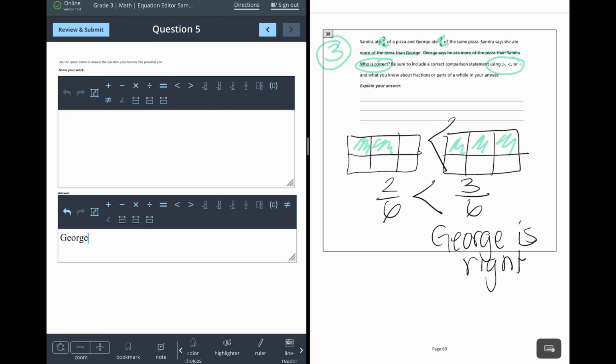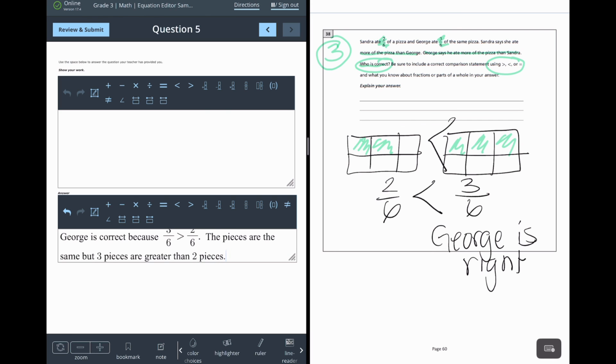George is correct because, and I'm going to put in my fraction, 3/6 is greater than 2/6. The pieces are the same, but 3 pieces are greater than 2 pieces.